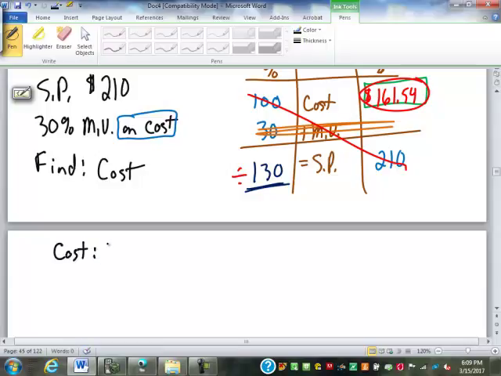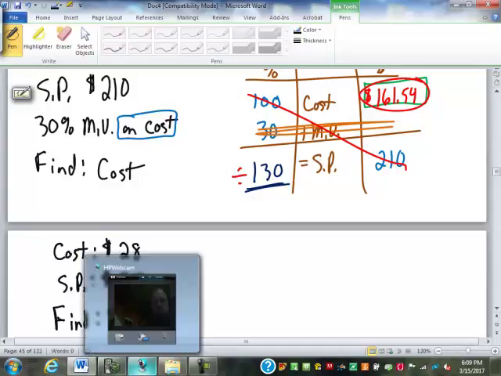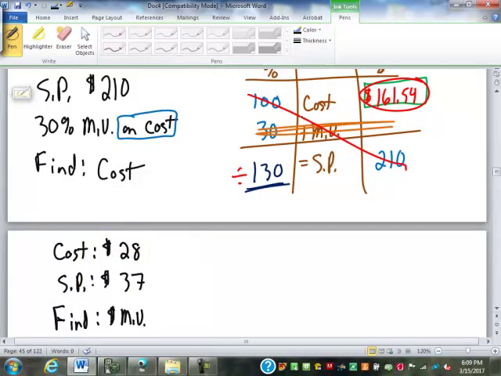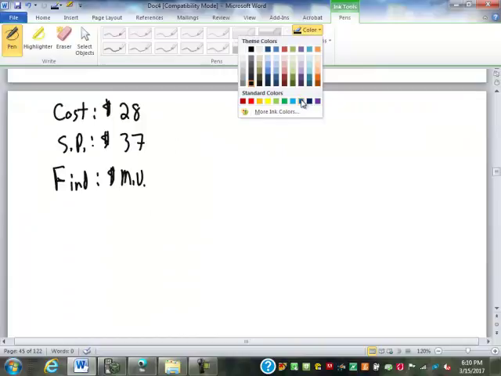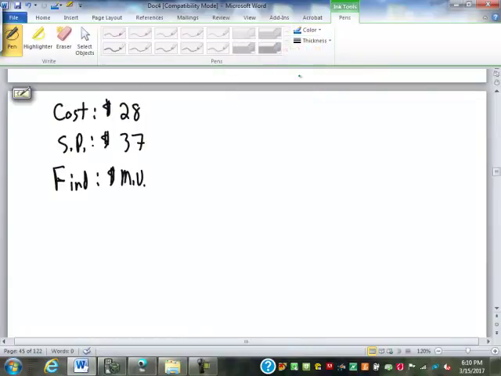So let's say we have an item that costs $28. The selling price is $37. I ask you to find the dollar amount of the markup. You're thinking too hard. Dollar amount of the markup has to be $9. Why?